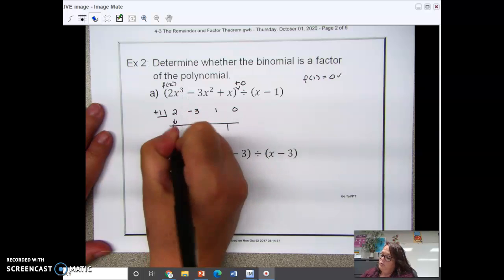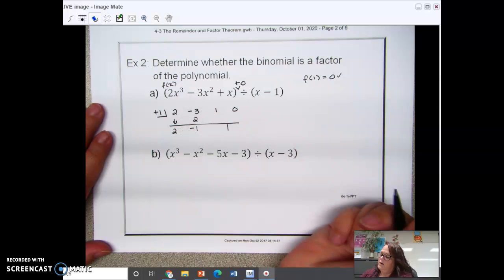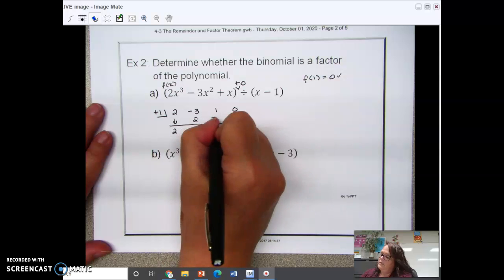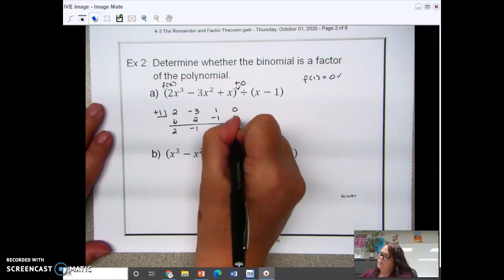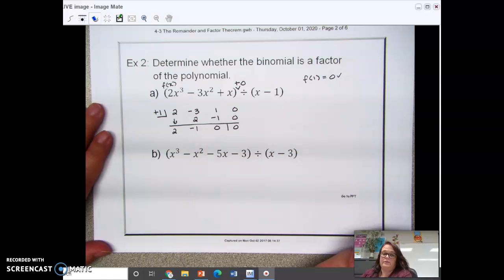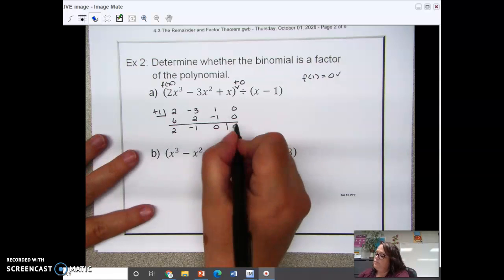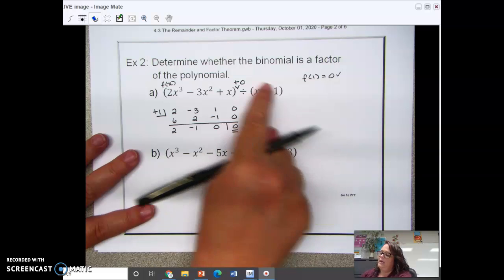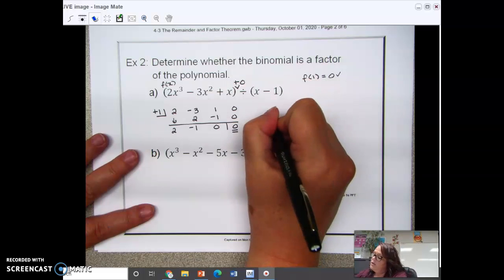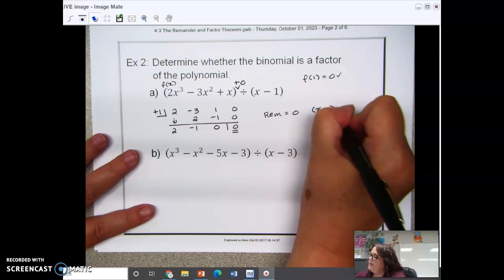So if I drop the 2, 1 times 2 is 2. -3 plus 2 is -1. 1 times -1 is -1. And then that sum is 0. 1 times 0 is 0. And I get a remainder of 0. And so this one, it didn't say that I had to rewrite it. All I need to recognize is I have this remainder of 0. And that's the same value I would get if I plugged 1 into the function. So because the remainder is 0, that means that x minus 1 is a factor.